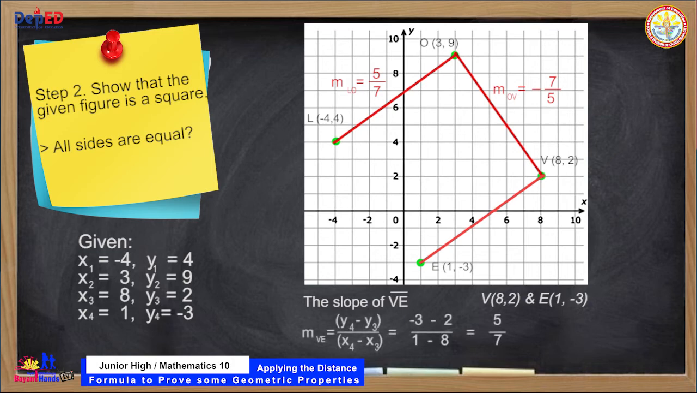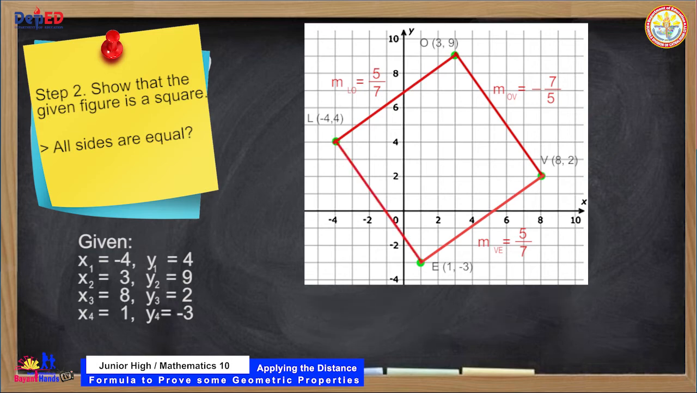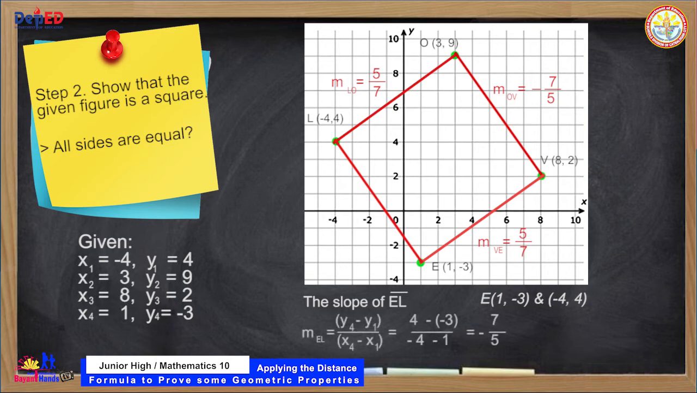Slope of segment VE is equal to negative 3 minus 2 over 1 minus 8. That is equal to 5 over 7. The slope of segment VE is 5 over 7. The slope of segment EL, use point E (1, negative 3) and point L (negative 4, 4). The slope of segment EL is equal to 4 minus negative 3 over negative 4 minus 1. That is equal to negative 7 over 5. The slope of segment EL is negative 7 over 5.